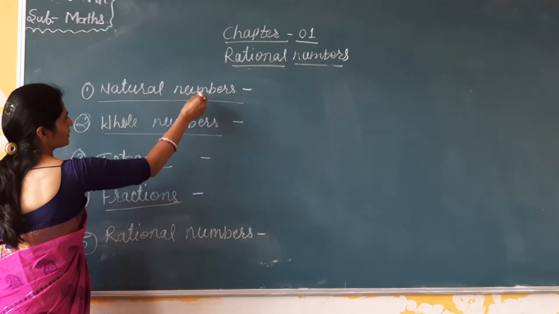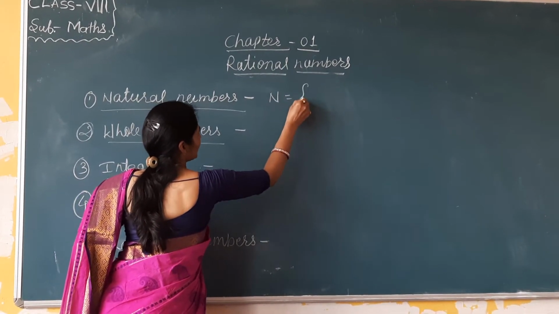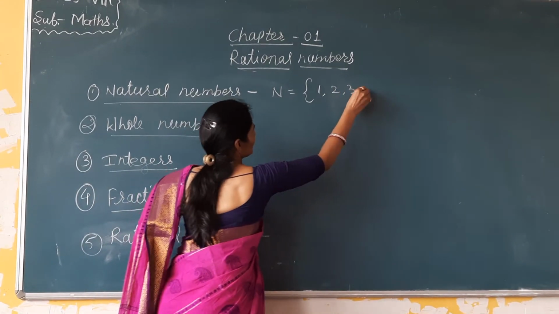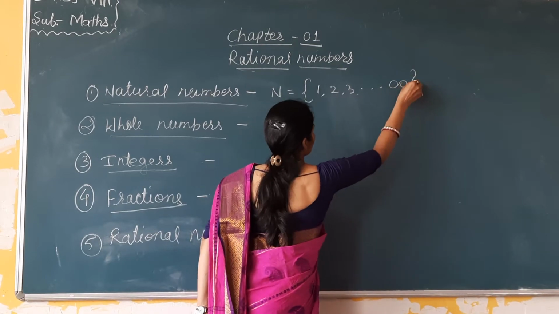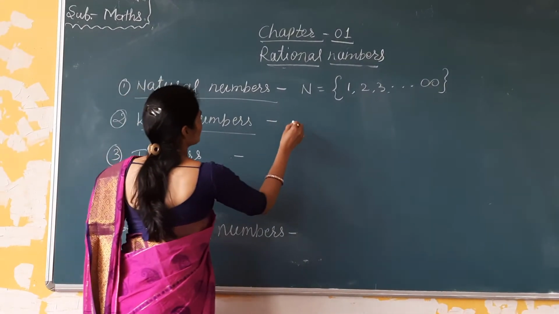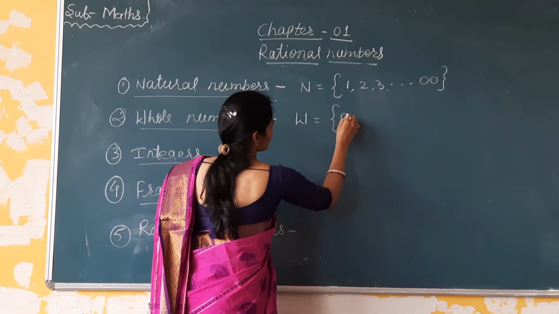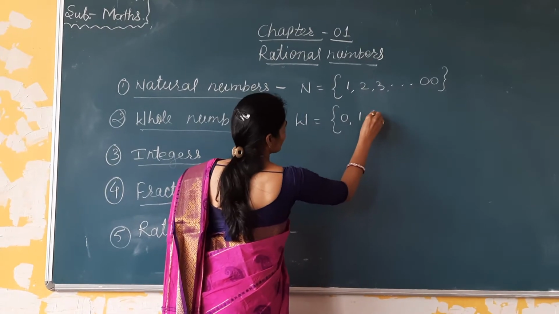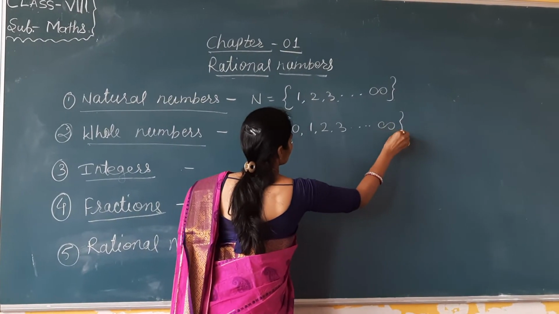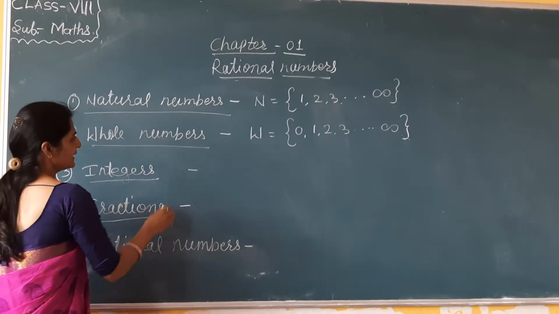So natural numbers are all counting numbers 1, 2, 3 up to infinity. These are all natural numbers. Now whole numbers are all the natural numbers together with 0, up to again infinity. These are whole numbers.